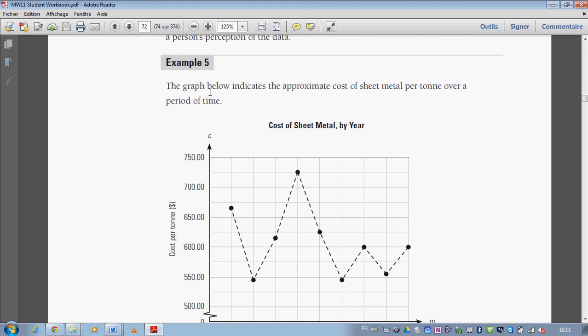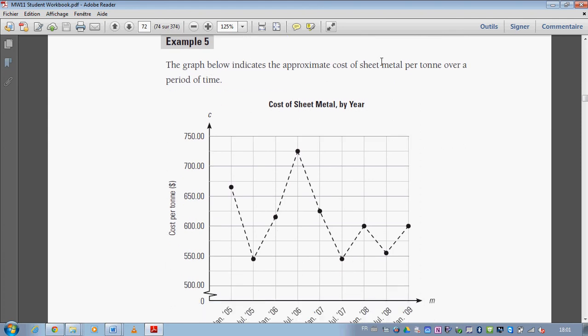So, looking at this graph over here, the graph below indicates the approximate cost of sheet metal per ton over a period of time. Looking at this, my initial reaction is, wow, there was a huge fluctuation in sheet metal each year in terms of price. Okay. So it looks to me like price here is almost like 3 times as much as it was down here, and oh god, it's back down to being really cheap again, and that's kind of what it looks like.